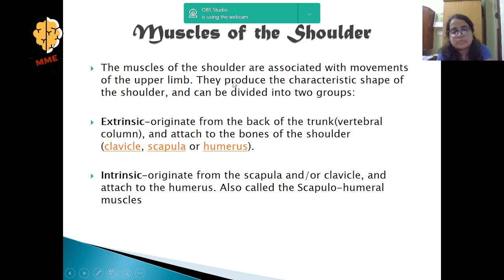Okay. So the extrinsic group, these muscles originate from the back of the trunk, or basically they originate from the vertebral column, and their attachment or insertion takes place on the bones of the shoulder, that is clavicle, scapula, or humerus. And the intrinsic muscles originate from the scapula and/or clavicle and attach to the humerus, also called the scapulohumeral muscles. Now the scapulohumeral muscles are more important from your point of view rather than the extrinsic muscles. Okay.